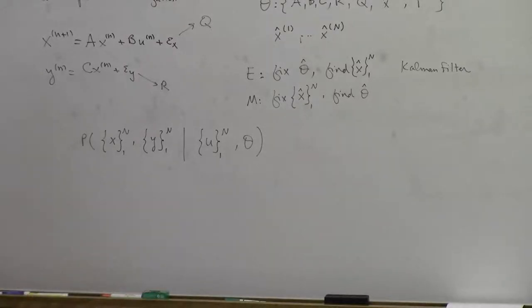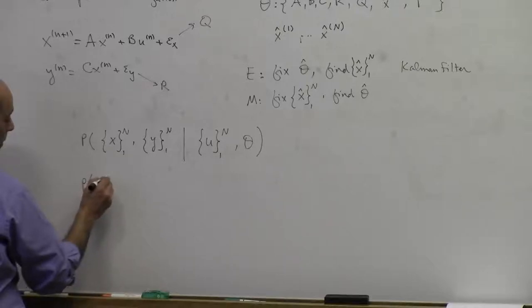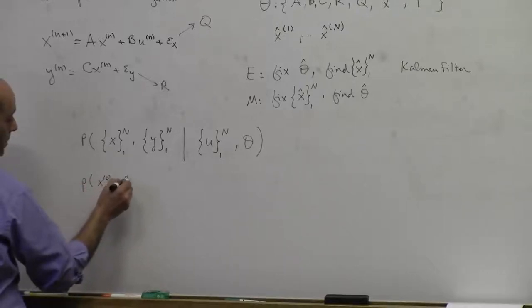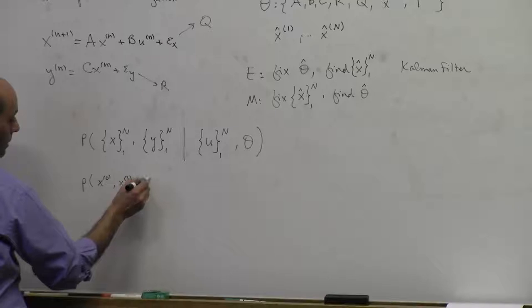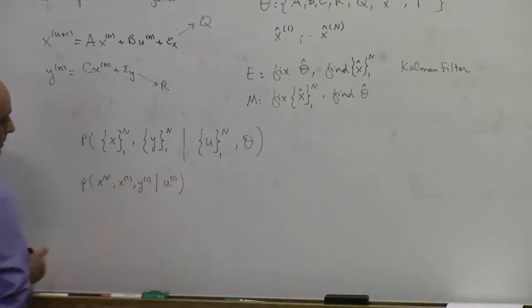Okay. So let's begin. Suppose that I only have the following likelihood: the probability of x0, x1, y1 given u1. Suppose we only have one observation, y1, and we only have one trial. Just one. So what is this probability?